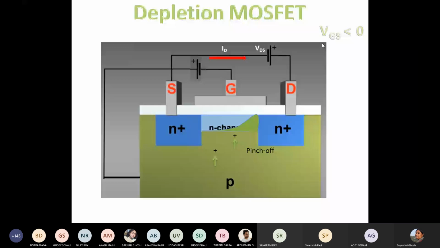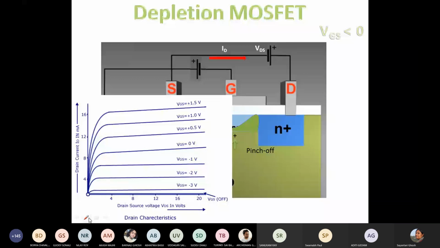So if I want to draw the output characteristics, the graphs that I will get will be below the VGS equal to 0 volt graph. So this was my VGS equal to 0 volt graph. Now I will start getting graphs below this curve because the amount of current flowing will be less because I lost some electrons due to recombination.